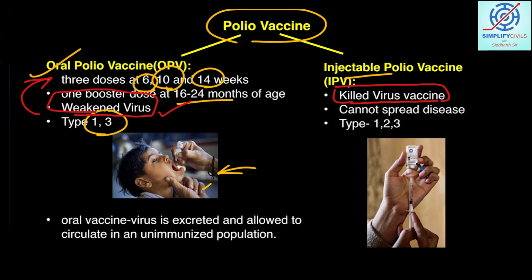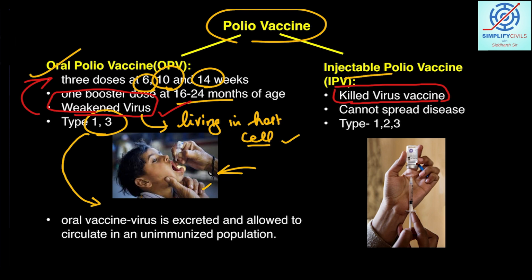When we say killed virus, that means the virus has been completely killed and only parts of the virus are used. But when we say weak virus, it is living in the host cell, not having the capacity to cause the disease, but definitely having the capacity to produce antibodies in the body.